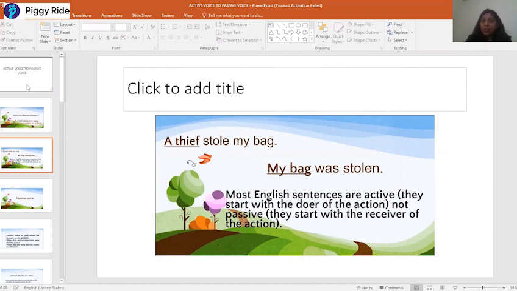So, most English sentences are active. They start with the doer of the action. Very important, not passive. Passive sentences start with the receiver of the action. So most English sentences, what happens? They are active. They are going to start with the doer, okay? Not passive, because passive starts with the receiver of the action, okay?